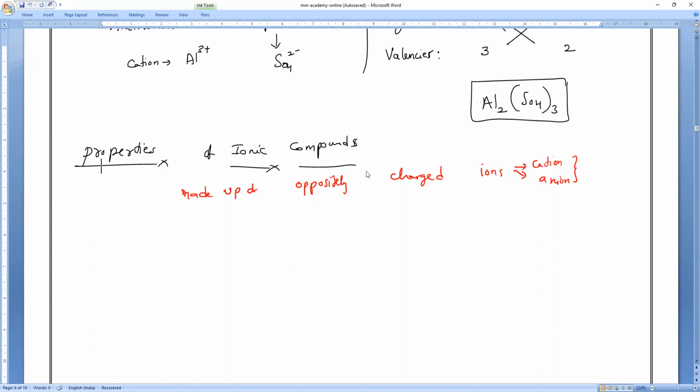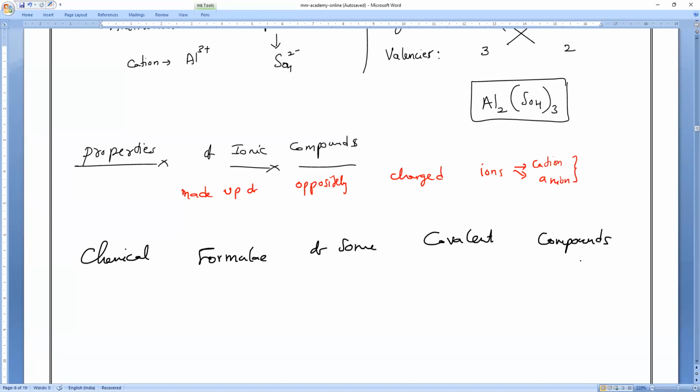So now the next concept we are going to study is the chemical formula of some covalent compounds also. Let us see what covalent compounds are and how it will be. What are the examples of covalent compounds? Covalent compounds are also called by some other name. What is that?